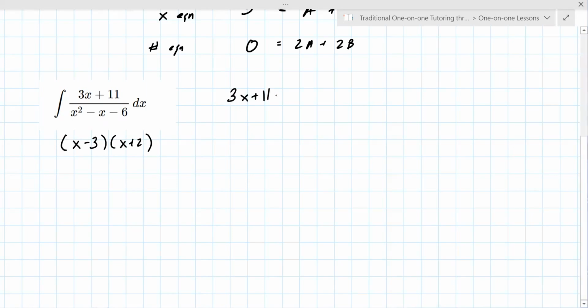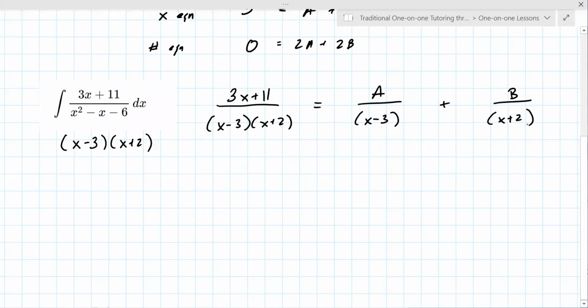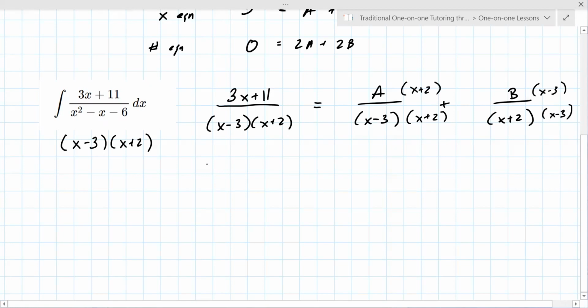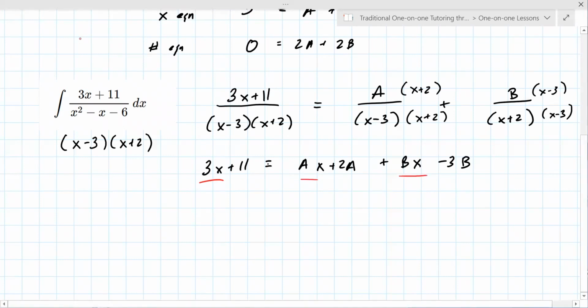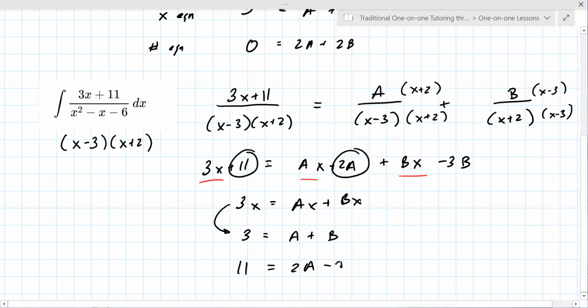So again, you set the numerator over the denominator. We'll show it in factored form here, but this equals a over x minus 3 plus b over x plus 2. And then just like in the previous example, you multiply the top and bottom by the missing term in this case. So you have 3x plus 11 equals ax plus 2a plus bx minus 3b. This is probably clearer anyway. So you set the x terms equal. There's actually a few other ways to do this, but this is the most straightforward. 3x equals ax plus bx, but then you eliminate the x. So you transition this to 3 equals a plus b. Then the non-x ones become 11 equals 2a minus 3b.